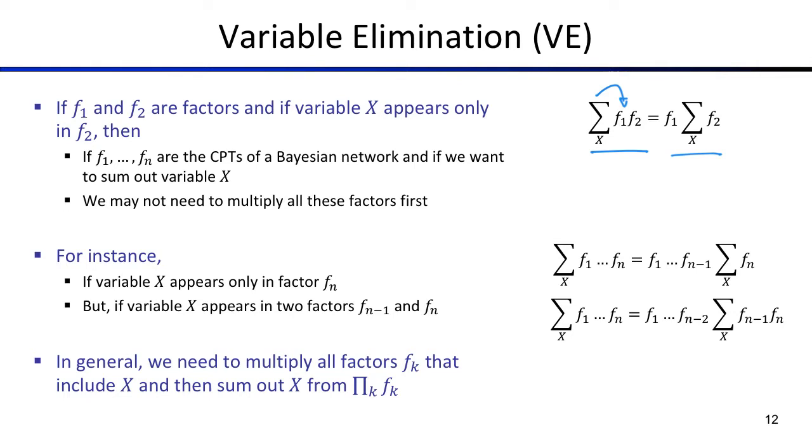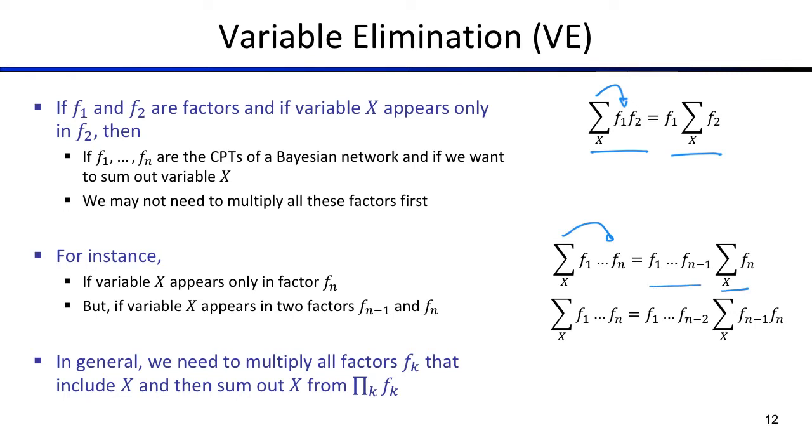In a more general case, if we have n factors, but only one of these factors, fn, mentions a variable, let's suppose that's x, we can move the summation forward here. So we move it to here. We anticipate the elimination of variable x. We're going to first eliminate x, and later on we multiply by the remaining factors.